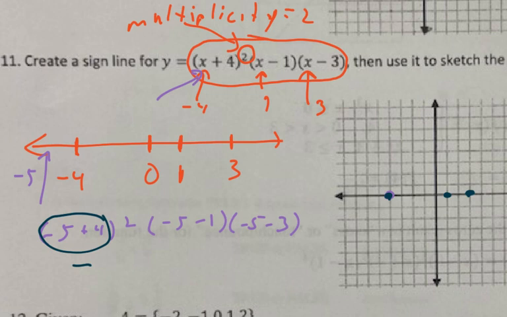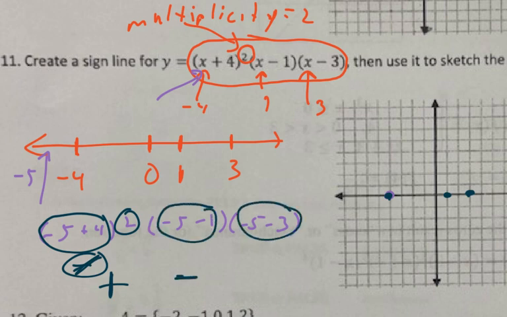Well, -5 plus 4 is a negative. Squared makes it positive. Okay. -5 minus 1 is a negative. -5 minus 3 is a negative. And a negative times a negative is a positive. So we know the graph has to go up like this because it has to be positive up there. It can't be negative down here. You see?